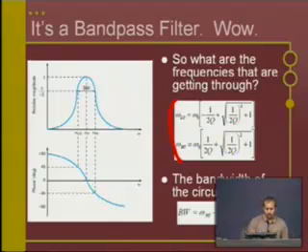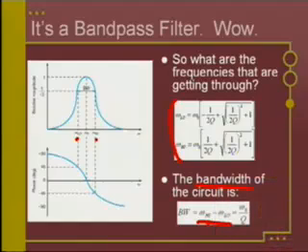I think I mentioned it, but omega low and omega high are called half power frequencies. And the distance between omega low and omega high is called the bandwidth of the circuit. So that's omega high minus omega low, which is also simply defined as omega naught divided by Q. And that tells you what the bandwidth of the circuit is.